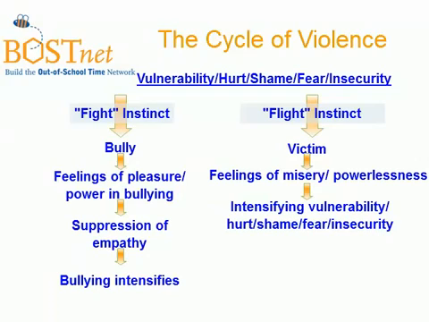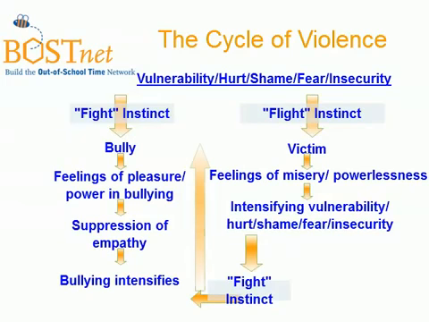If at that point the fight instinct kicks in, then the person who was just getting picked on now finds someone else to pick on, and that adds to that bullying culture and that bullying cycle. Now we've got a new victim who's feeling powerless and who's having intensified feelings of fear and shame and insecurity, and so on. But the person who was the victim now becomes the bully, gets those feelings of safety and power, learns to suppress their own empathy, and their bullying intensifies as well.